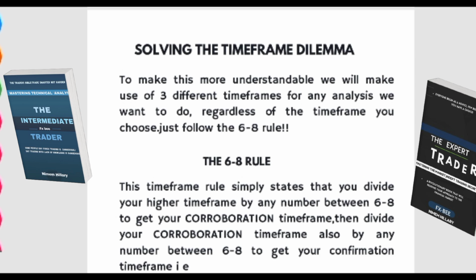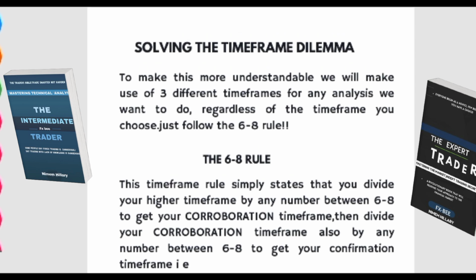So what we're going to do is use the 6 to 8 rule. Regardless of the time frame you choose to trade on, the 6 to 8 rule is going to help you choose your higher time frame and your middle or lower time frame. Now this middle time frame, I usually call it the corroboration time frame. So let's just read from the book.